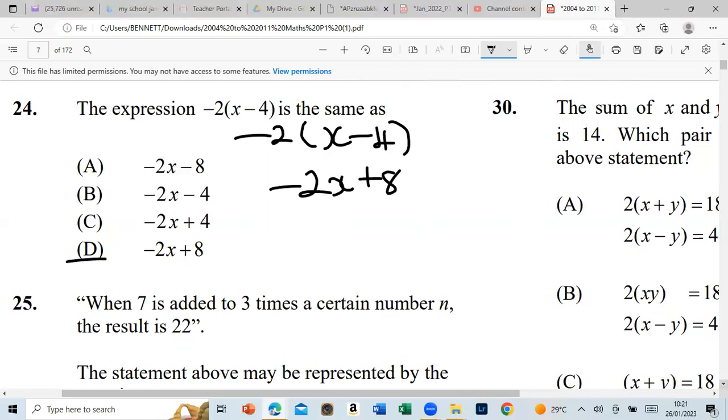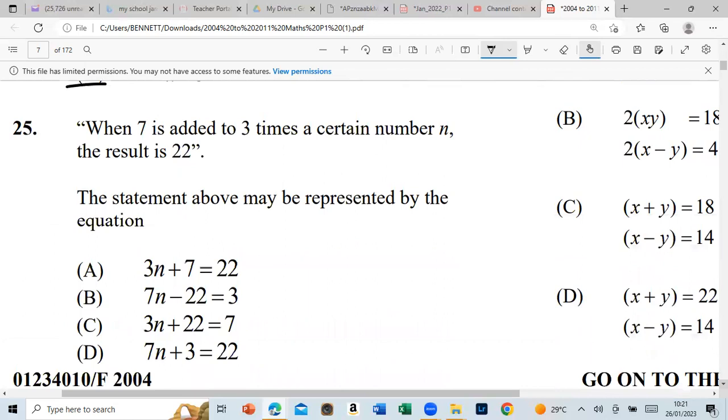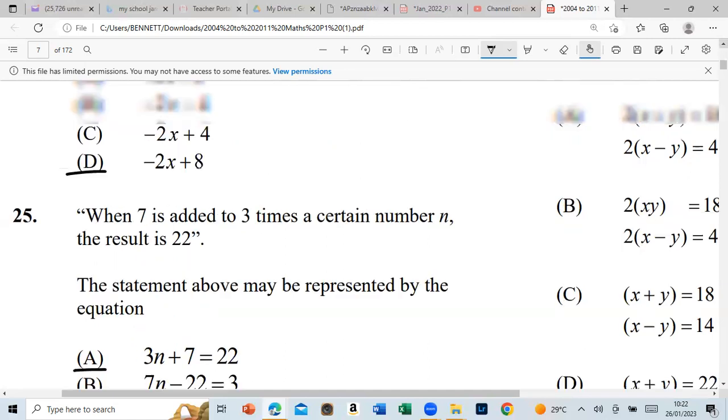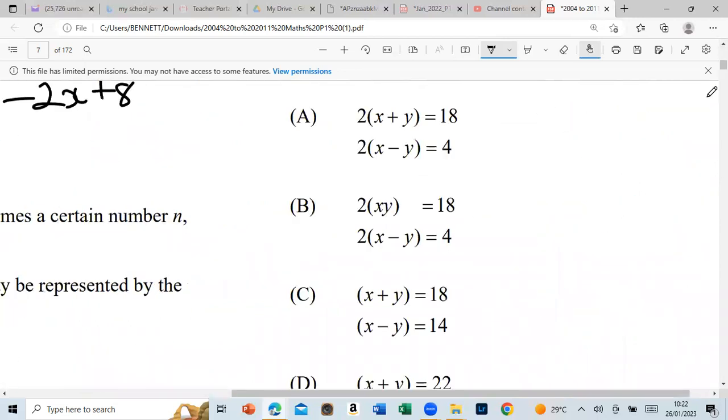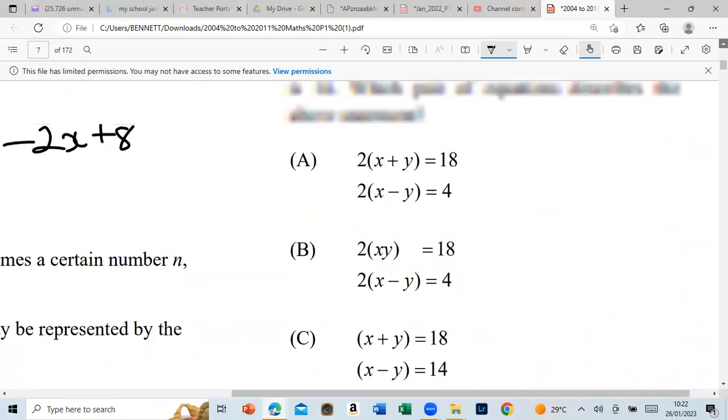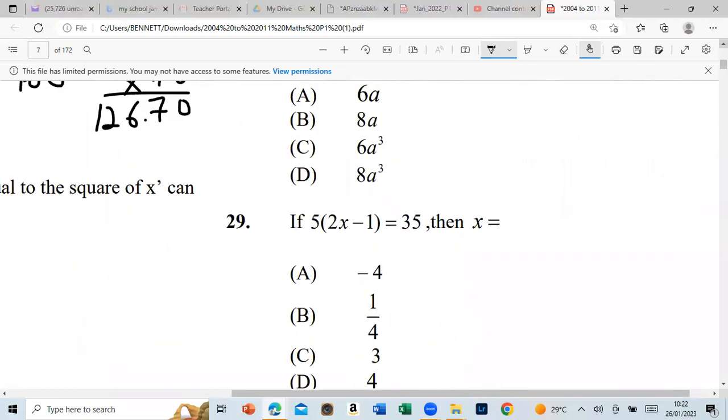Let's look at number 25. When 7 is added to 3 times a certain number n, the result is 22. The statement above may be represented by, so hold on there. When 7 is added to 3 times the number, so you add 7 after, yeah, so that's 8. Alright, let's move on to 26. Here's 26.